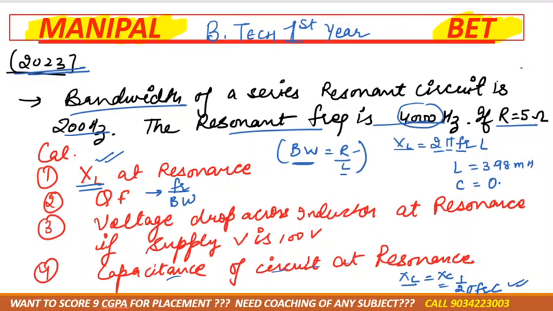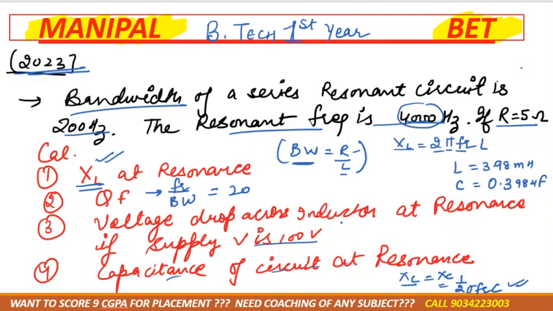So after solving, I'm telling you, L you will get it as 3.98 millihenry. Solve it in your homework. C you will get it as 0.398 microfarad. Bandwidth you will get it as 20. Okay, and yeah. Next is voltage drop across inductor at resonance if supply is 100 volt.